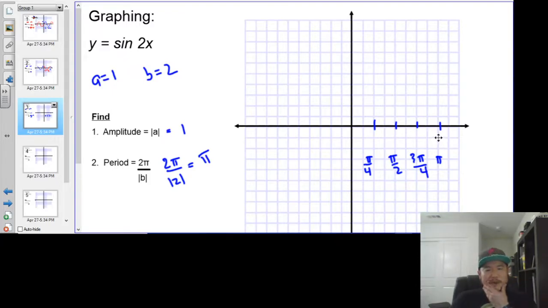The last thing before we plot our points is we use our amplitude. And let's go ahead, I'll go up 2 units and say this is 1. We go down 2 units right here, and that's -1, because our amplitude is 1, up 1, down 1 from what would be our midline. Okay? Remember, the sine function starts right here at the center, at the origin, and then we go up.